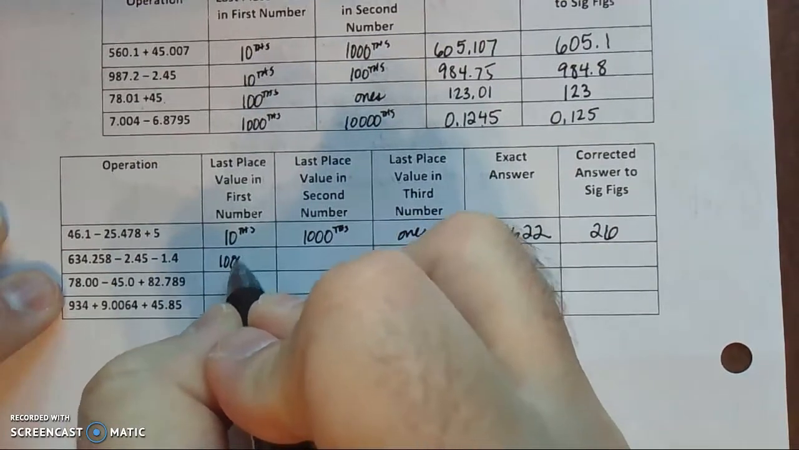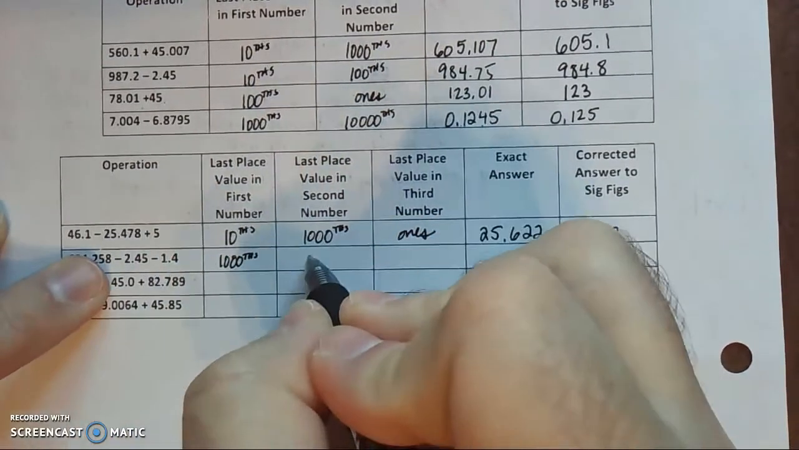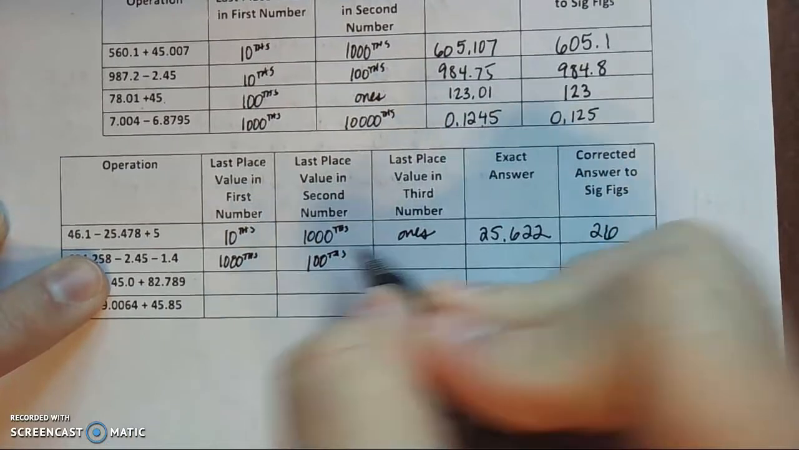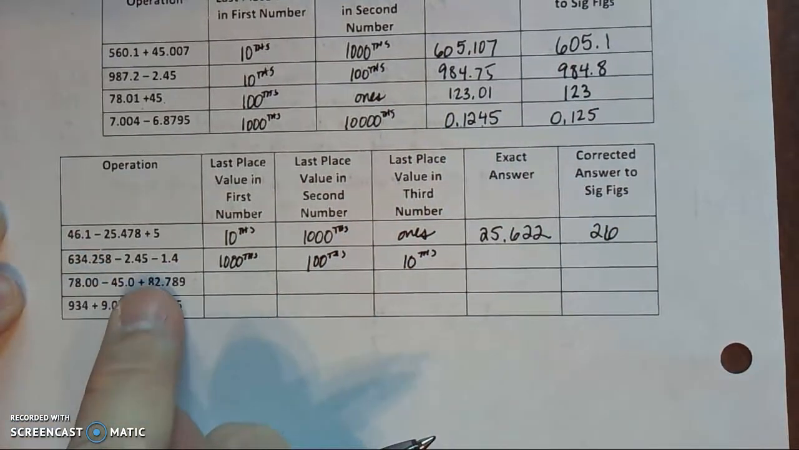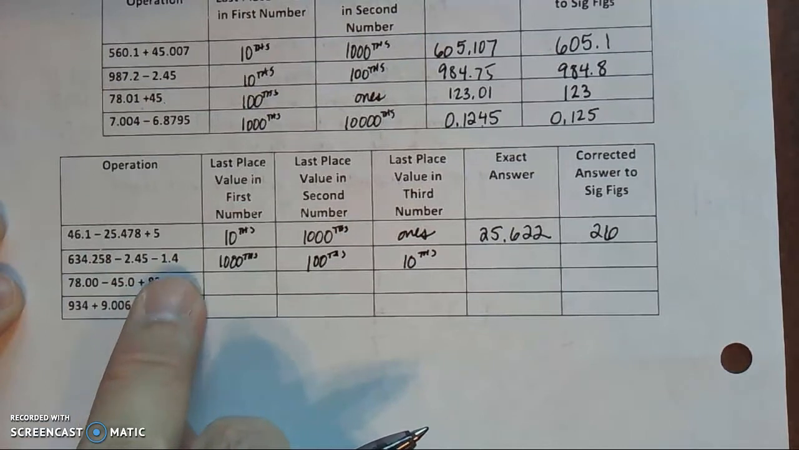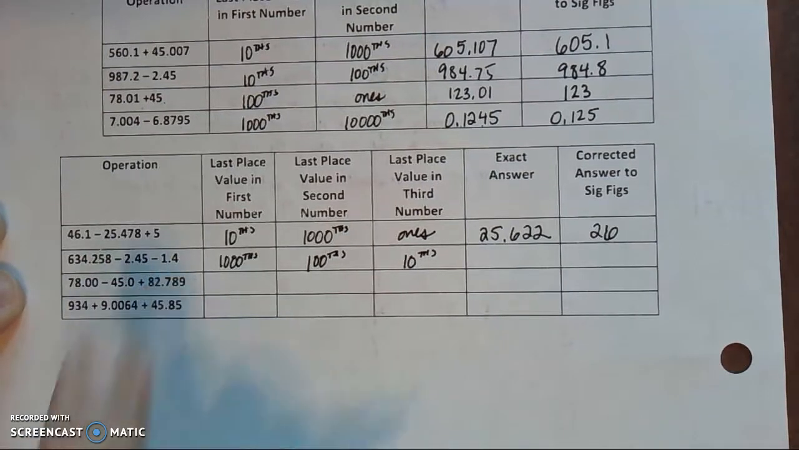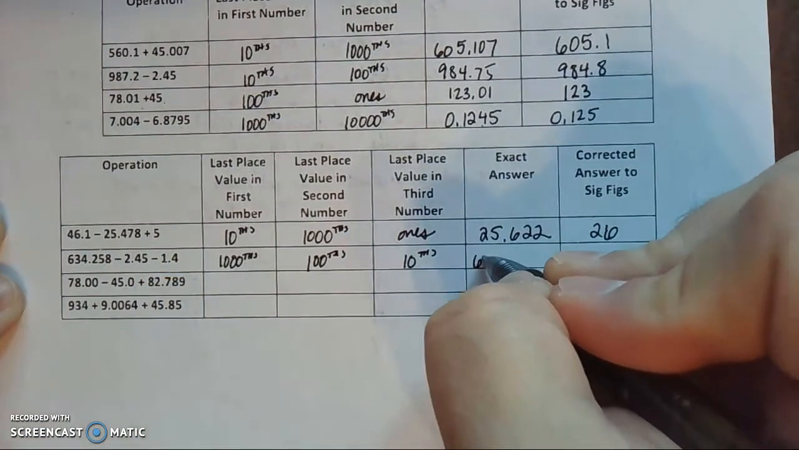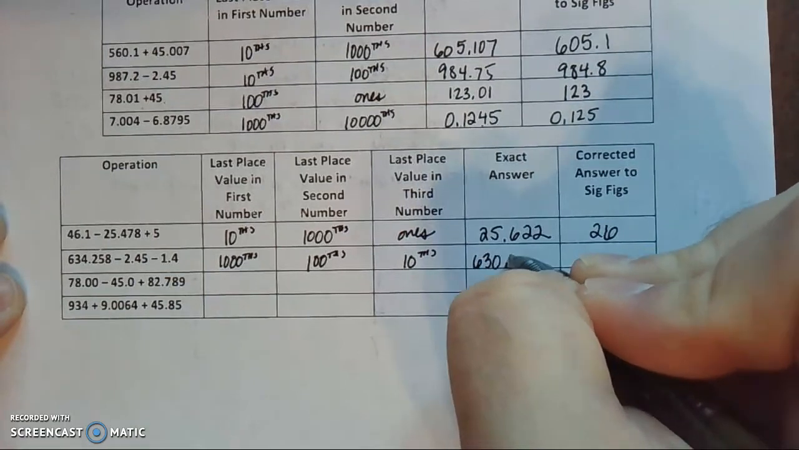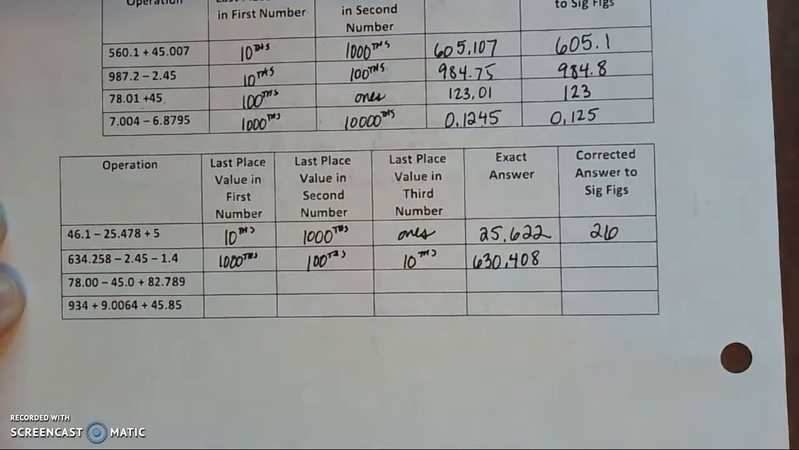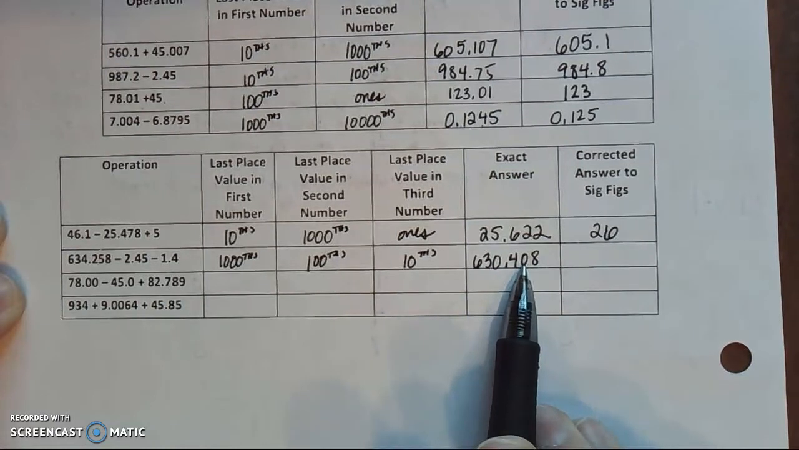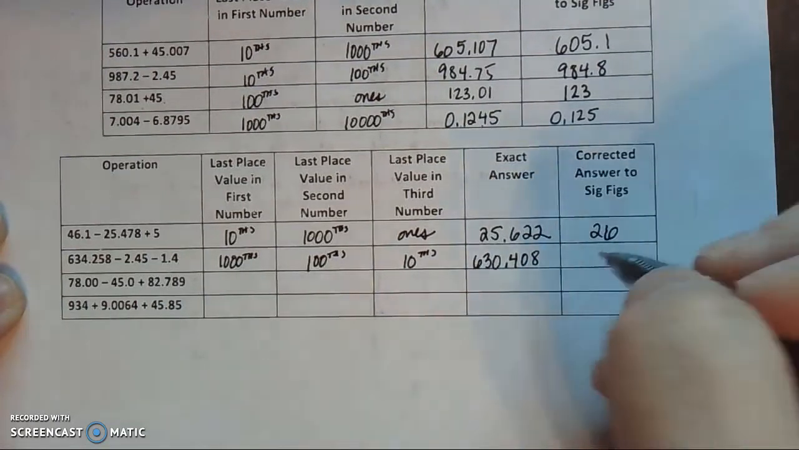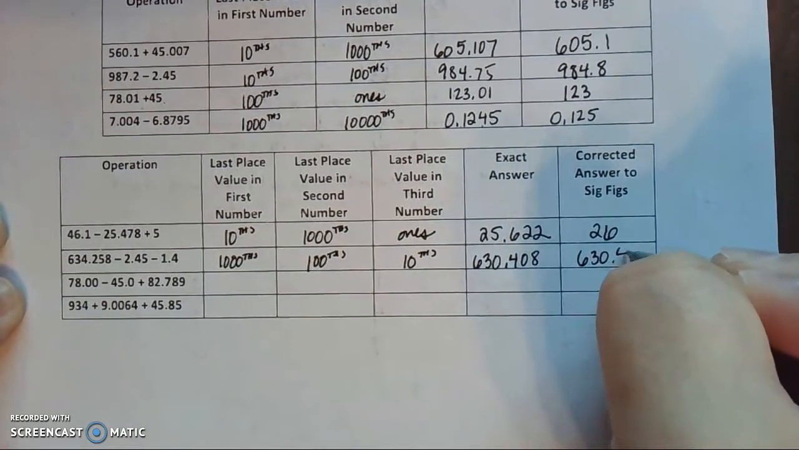Here we have to the thousandths place, to the hundredths place, and to the tenths place. Our answer is the least number of place values, so it's to the tenths place. When we put this in the calculator, we get 630.408. We can only have our number to the tenths place, so that 0 does not bump that up, and we end up with 630.4.